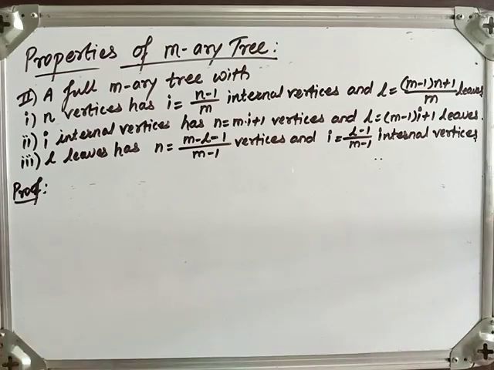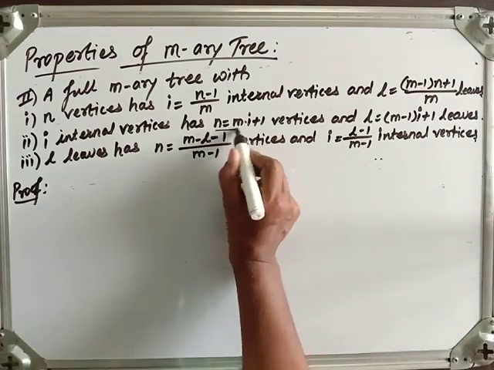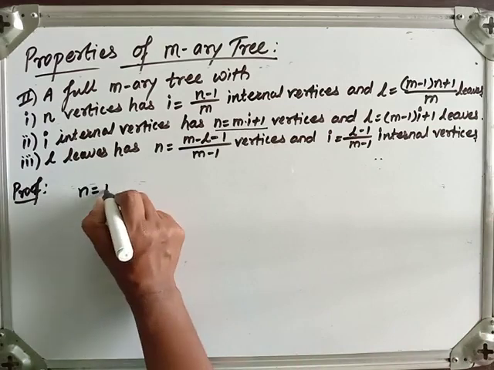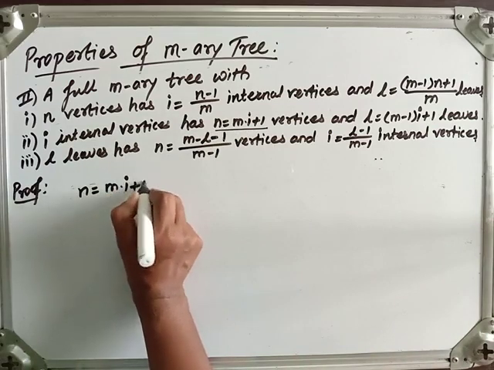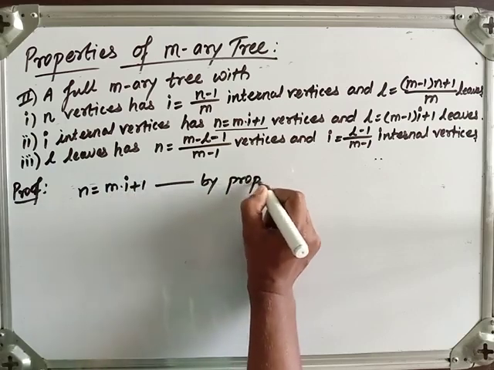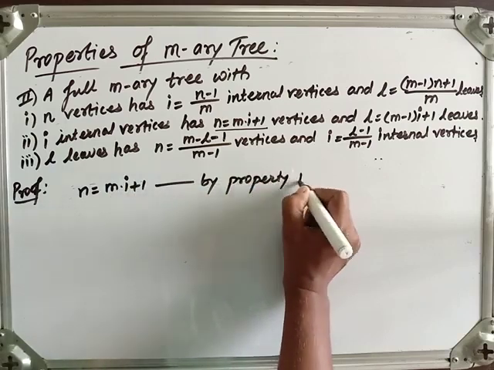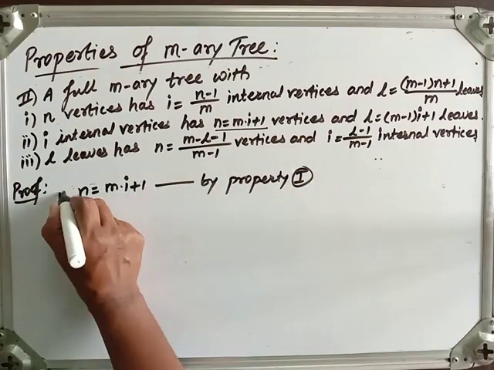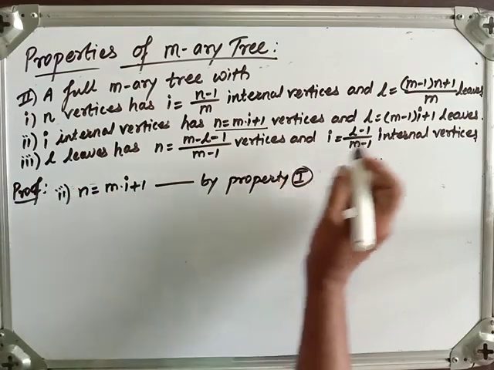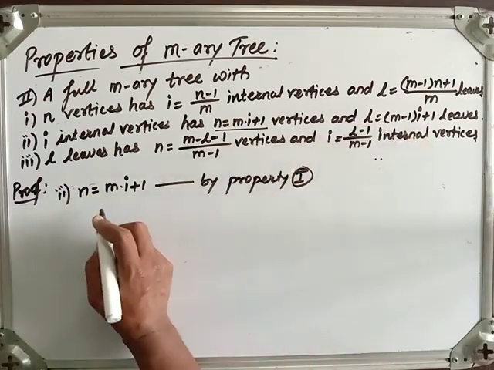So now this we have already seen in the first property: n equals m into i plus 1. This is by property 1. This is the proof of the second one. Property 1. Fine.